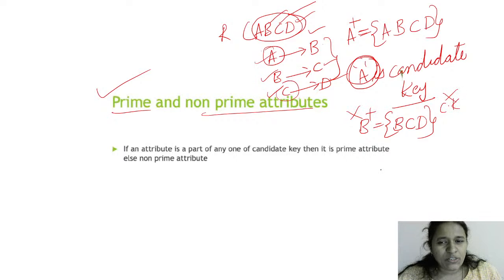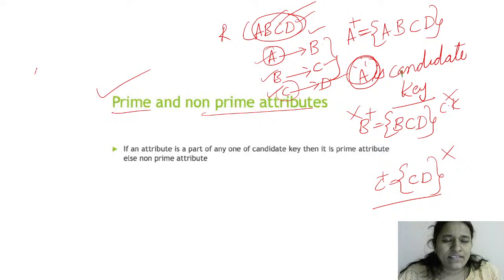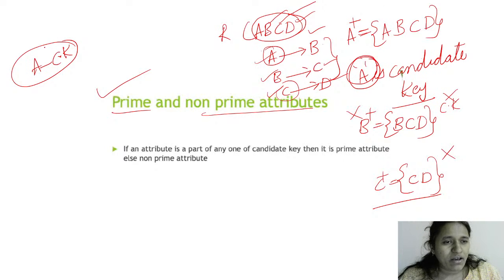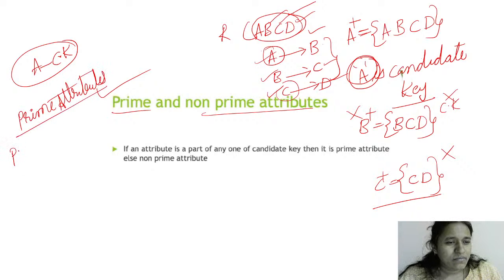We can try with C also. From C closure, what are we getting? We get C, and from C we can determine D. Only C and D we are getting from the C closure. That means C is also not a candidate key. Only A is the candidate key for this relation. That means what is a prime attribute and what are non-prime attributes? Prime attributes means part of candidate keys.